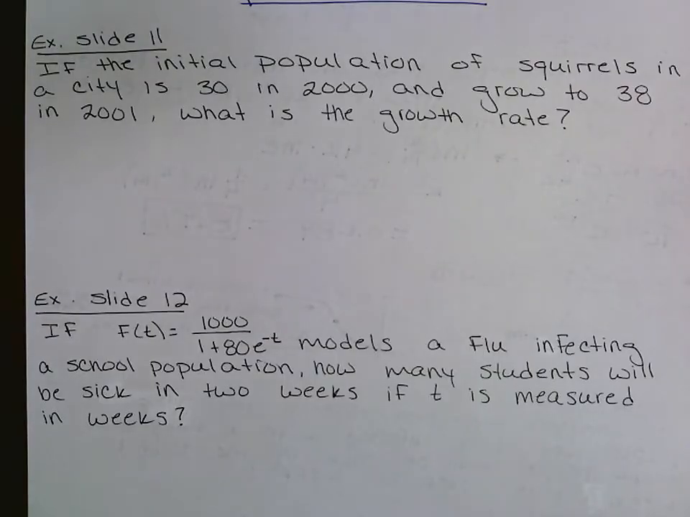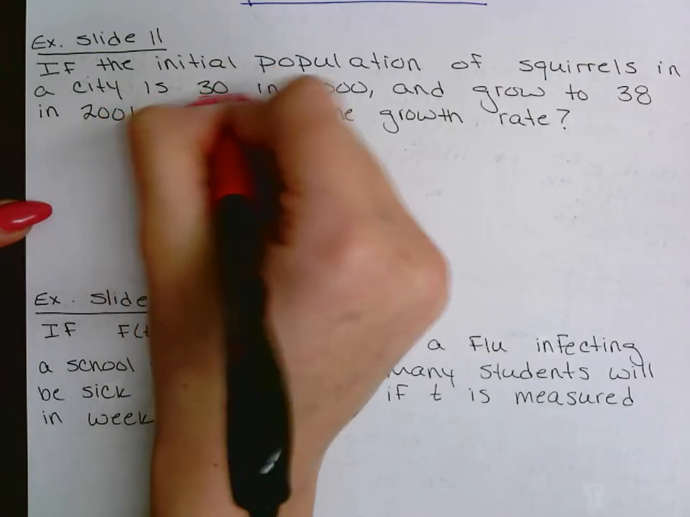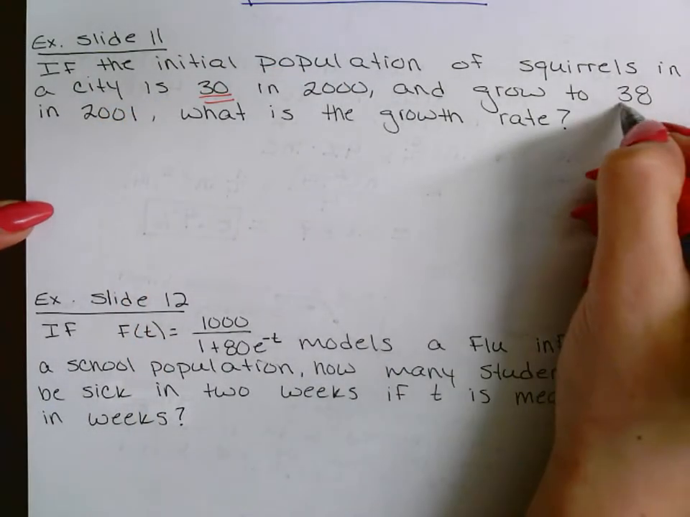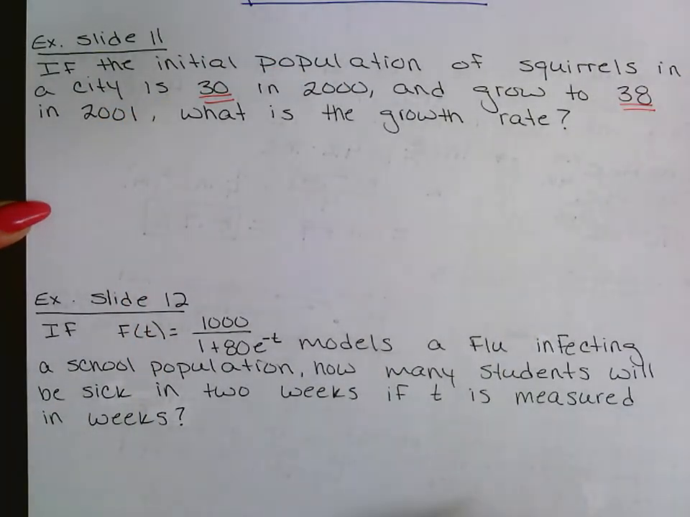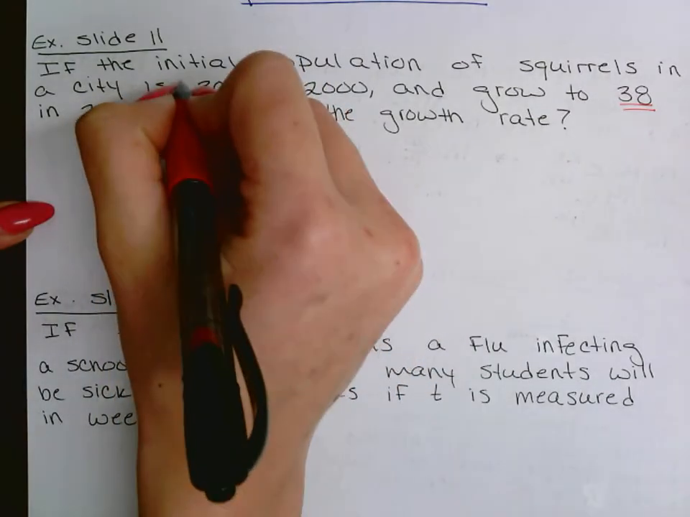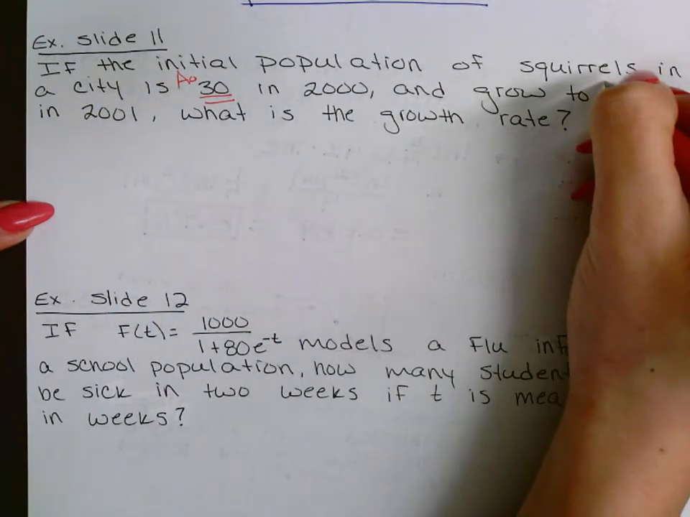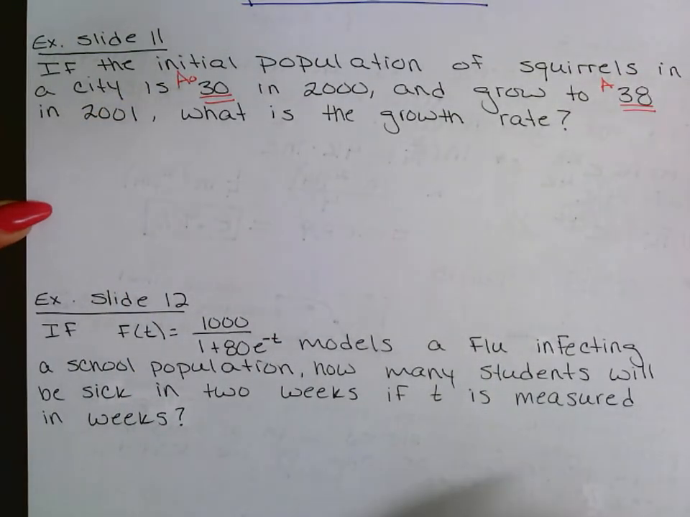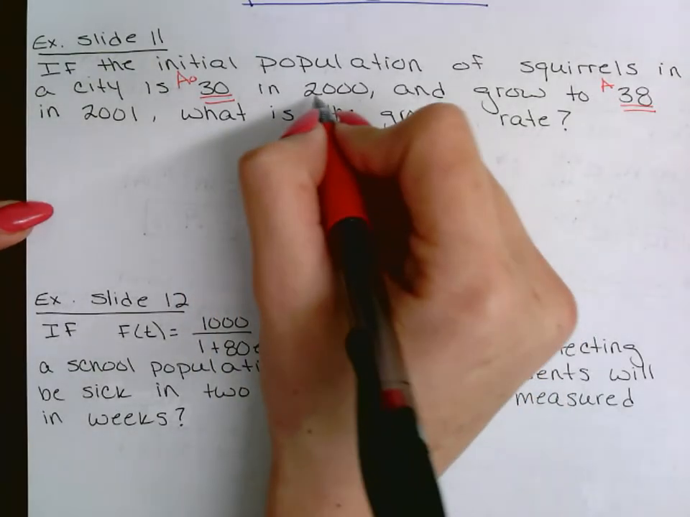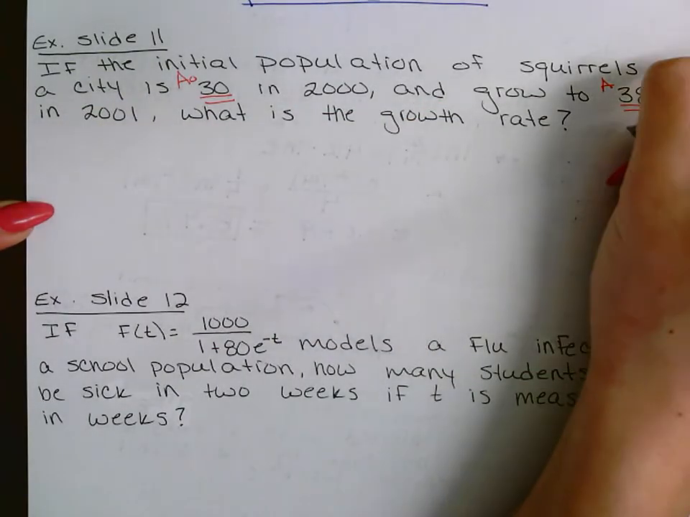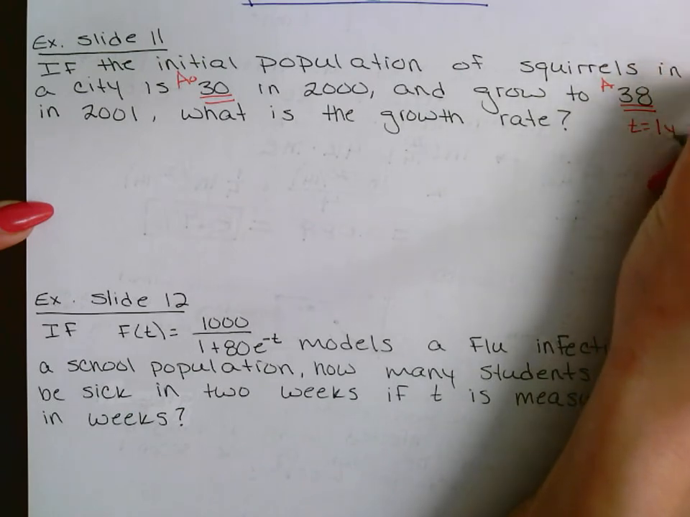Okay, 2 more practice questions. Nothing new here. Slide 11 says, if the initial population of squirrels in a city is 30 in 2000 and grows to 38 in 2001, what information did they just give you? Right, so here's initial, and here's the total amount. What else did they give you? Time. What is time? Right, from 2000 to 2001, time is 1 year.